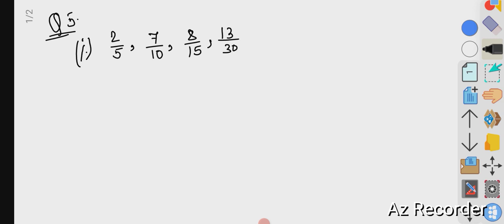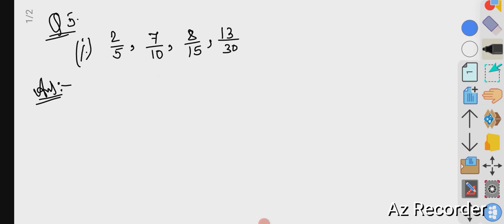Here you can clearly see that none of the denominators of the given rational numbers are negative, and all the rational numbers are in the simplest form. That means their numerator and denominator are in the simplest form, that means their HCF is equal to 1. These things are clear. Now moving forward, let's try to solve this question.